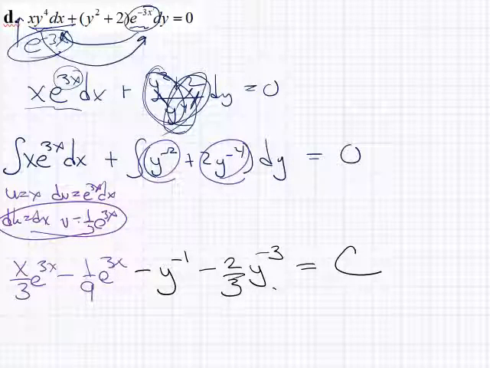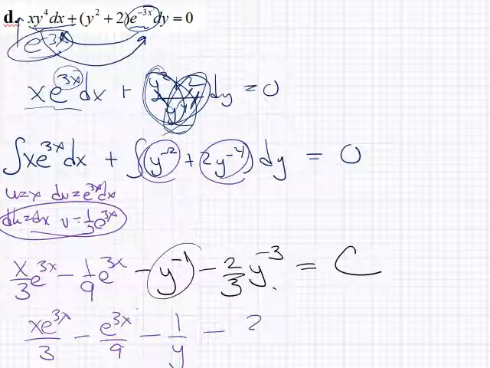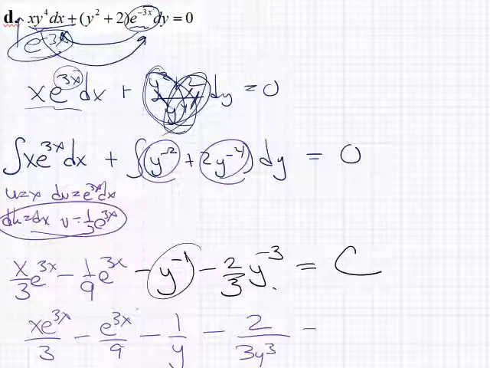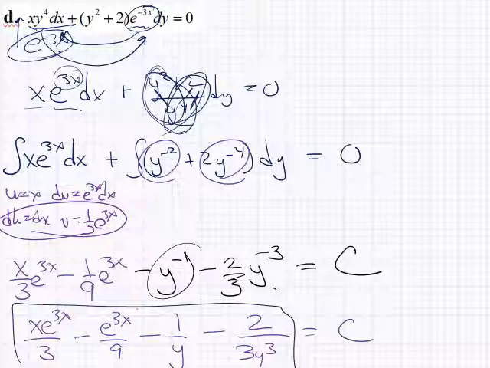Okay. Other than that, there's not really much to do here. We probably shouldn't leave these as negative exponents, so maybe we write it as x e to the 3x over 3 minus e to the 3x over 9 minus 1 over y minus 2 over 3y cubed equals c. If you want, you could take this whole left side and put it as a single fraction. Not necessarily. You're not going to get it into explicit form, so there's your answer.